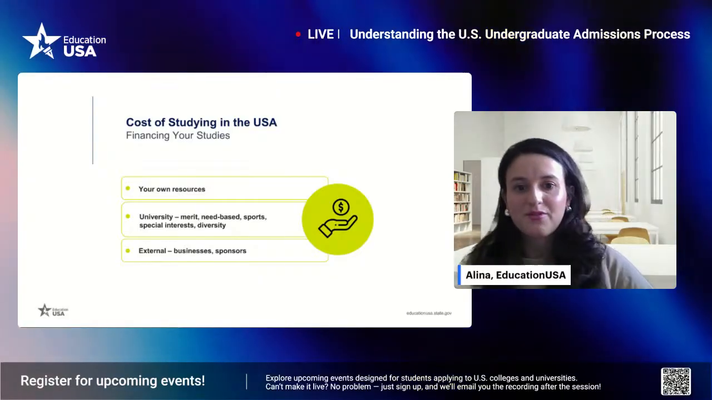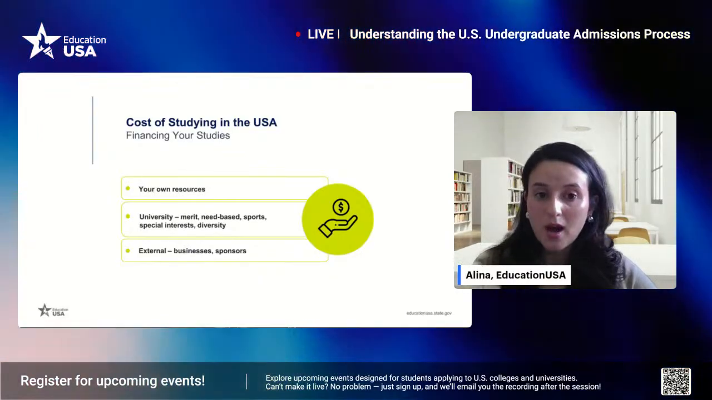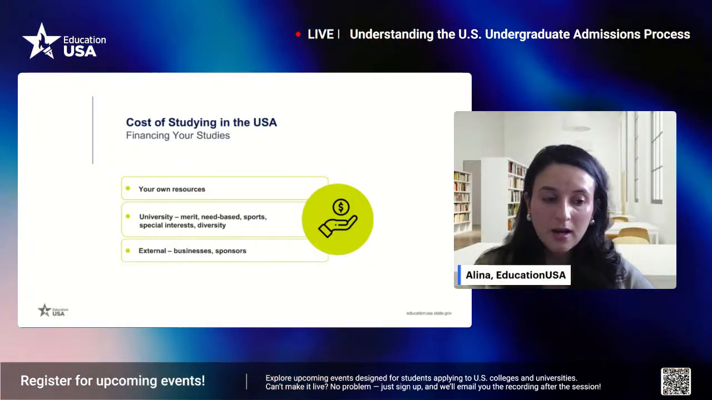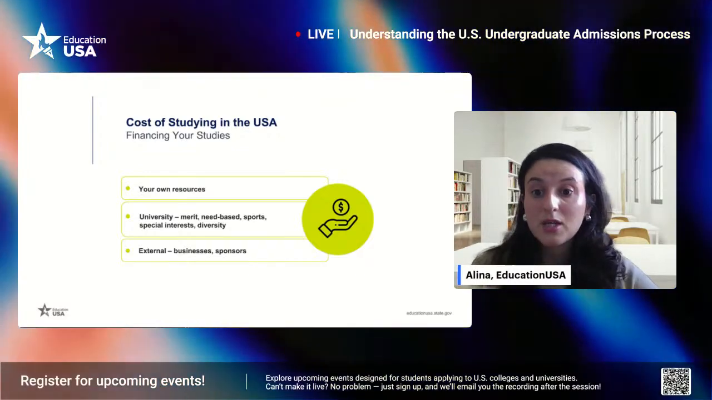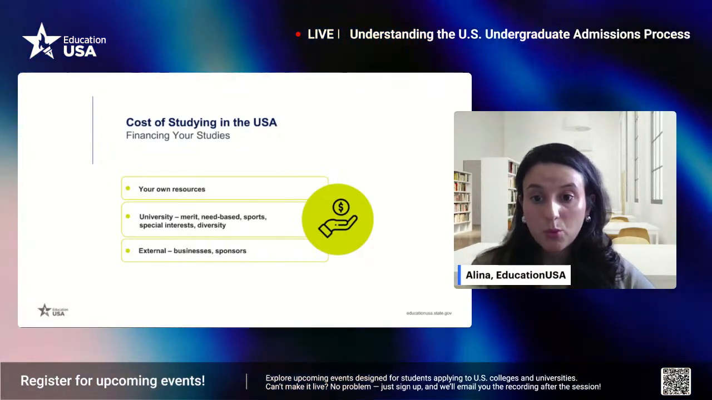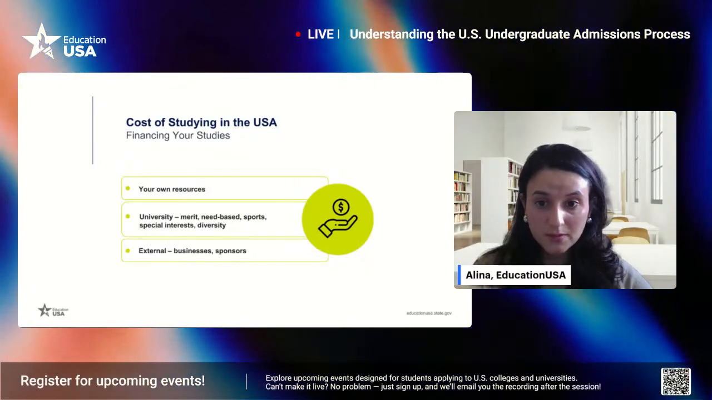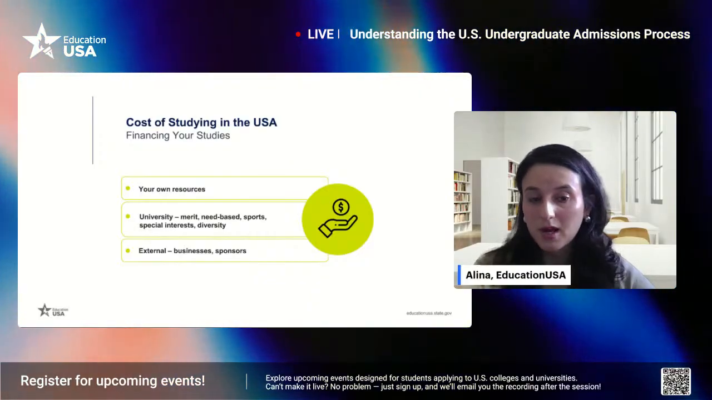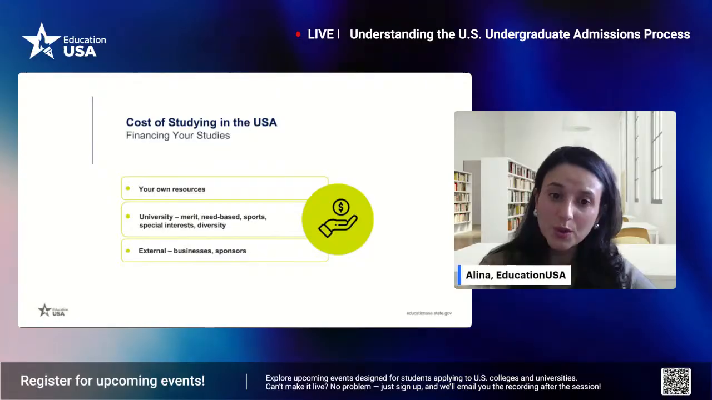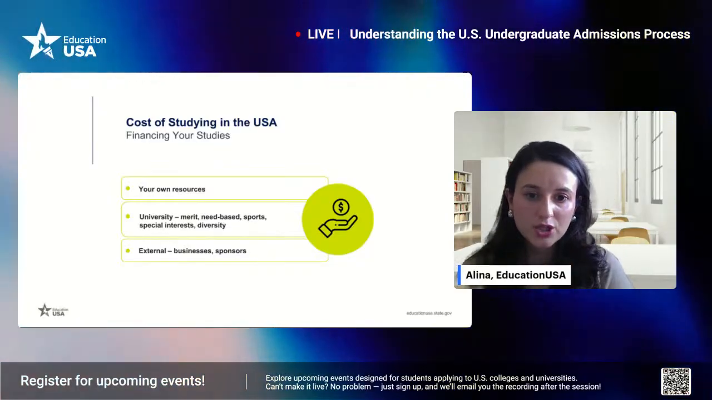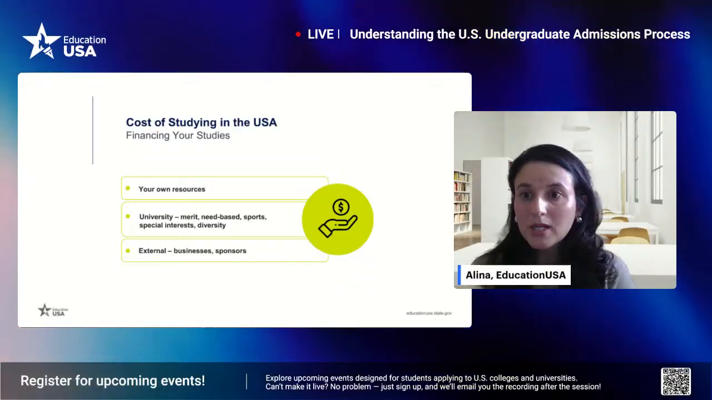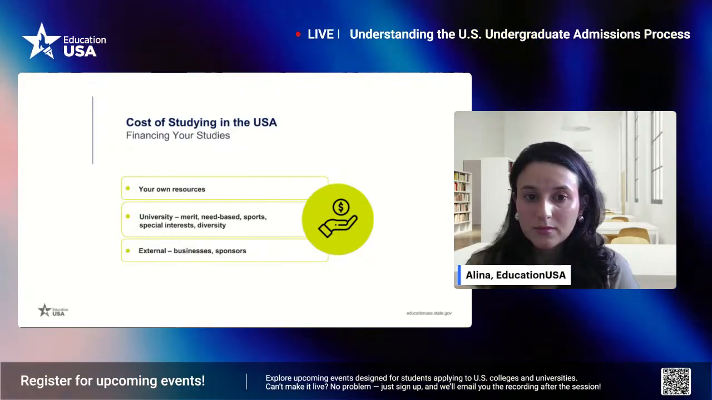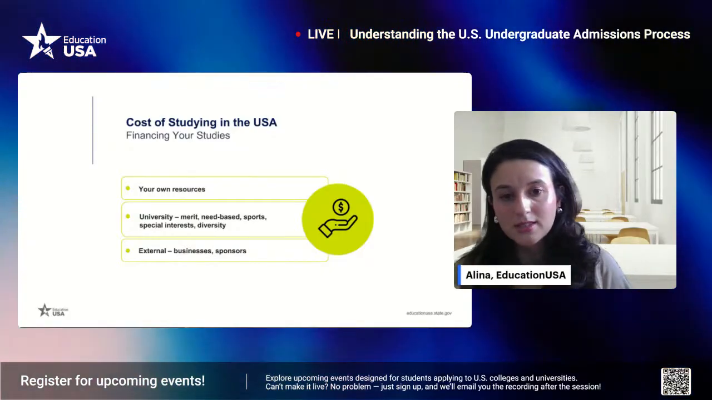And when we are talking about financial aid, you should know that there are 3 options to finance your studies in the US. That can come from your own resources, your family money. Then the university offers merit, need-based, sports, special interest, and diversity scholarships. And there might also be external scholarships, like from businesses, and some of them can come from sponsors. There are also loans, but we are not encouraging our students to take loans, especially if they apply for their bachelor degree, because this is also a risky step that you need to consider.